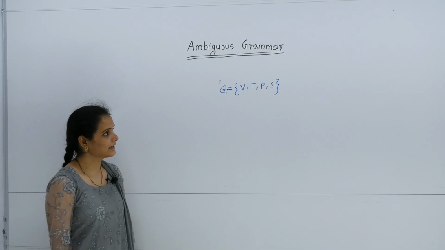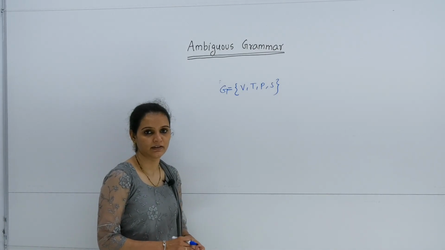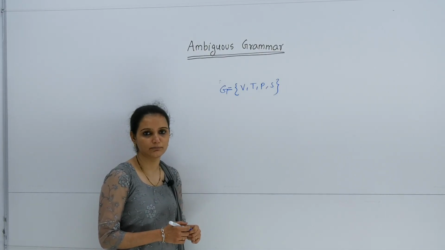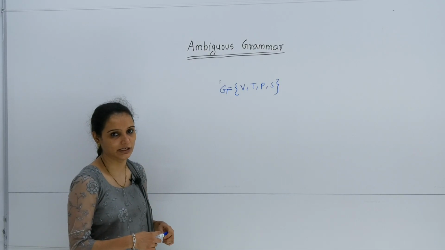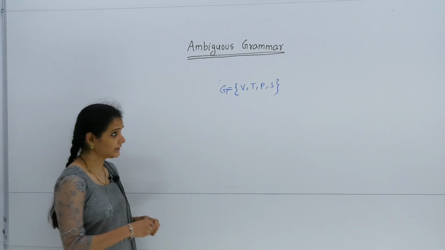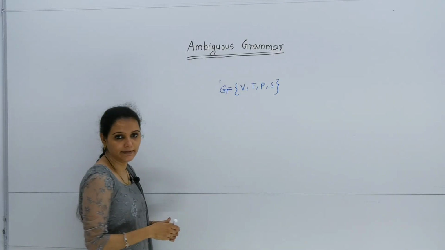Then in that particular grammar we have seen the derivations. Derivations are of three types: leftmost derivation, rightmost derivation and the derivation tree, which is also called a parse tree. Now, when is a particular grammar called an ambiguous grammar?